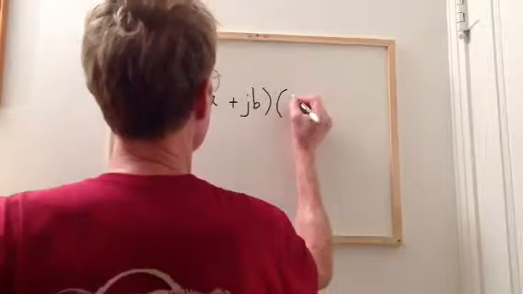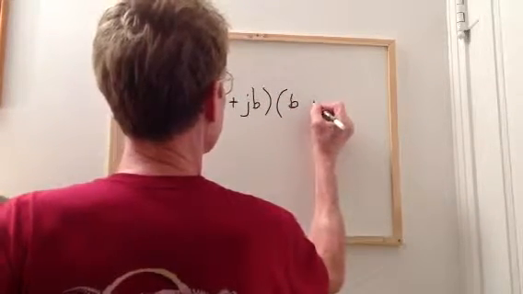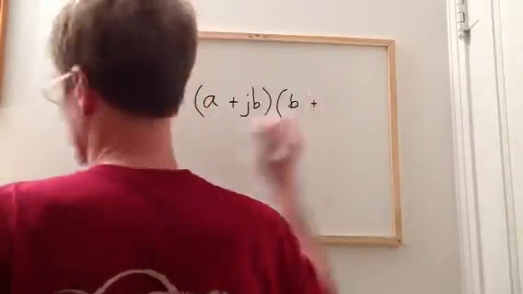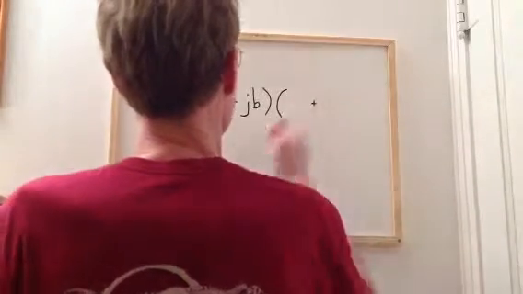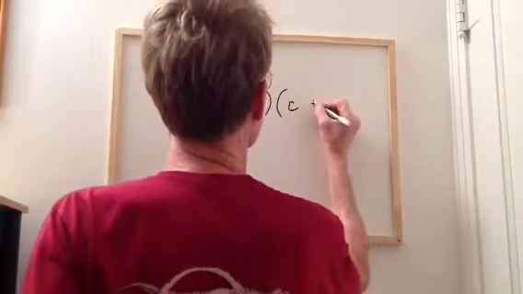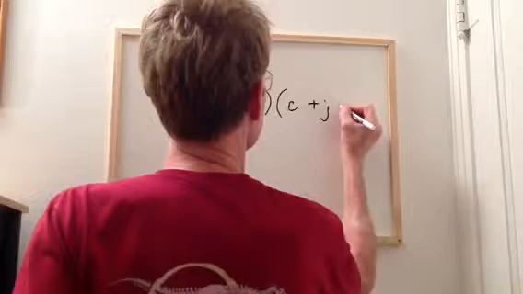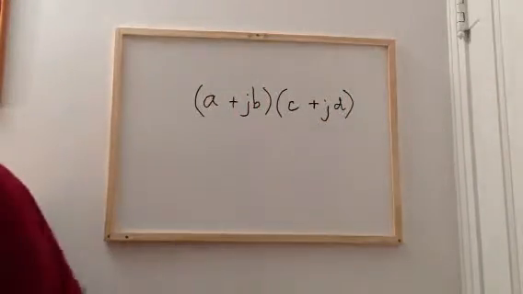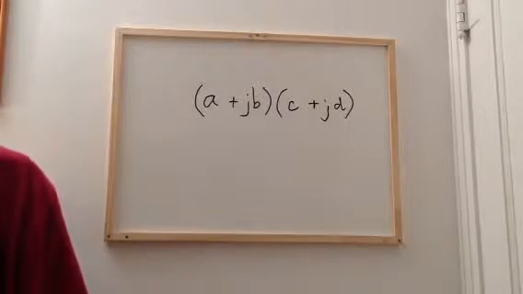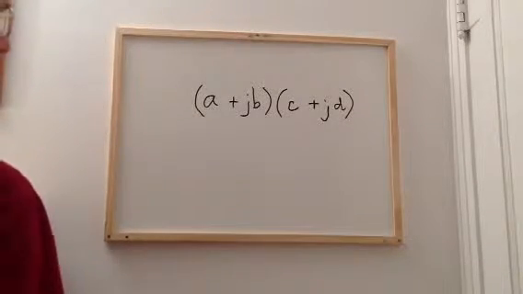Consider this general problem. Sorry about that. A plus JB times C plus JD. You would think by now I would know my ABCs, but I guess not. Not always.